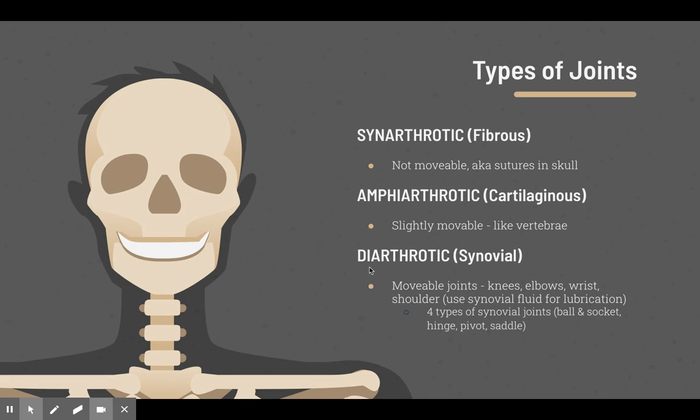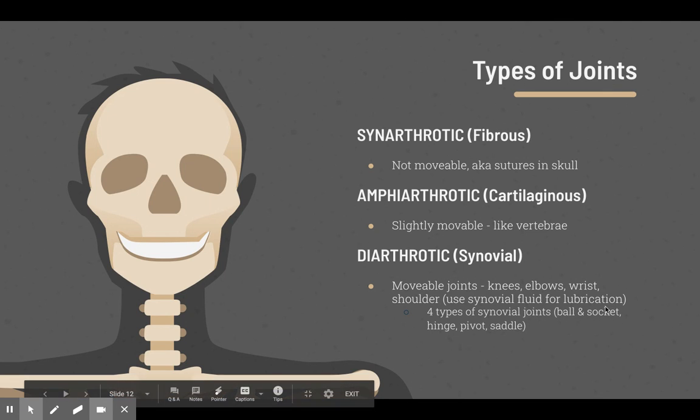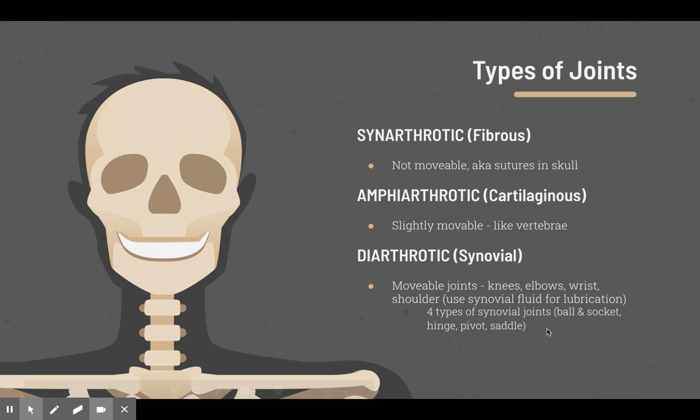And then you also have diarthrotic, which are also called synovial, and these are the movable joints. Knees, elbows, your wrist, shoulder. These will use synovial fluid for lubrication, and there are four different types. If you look in the slides, you will have to know examples of these different types. So make sure that you study that also in your textbook.